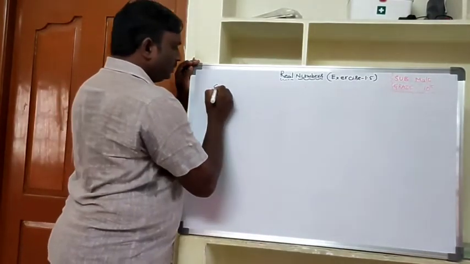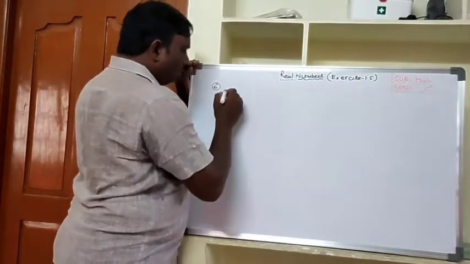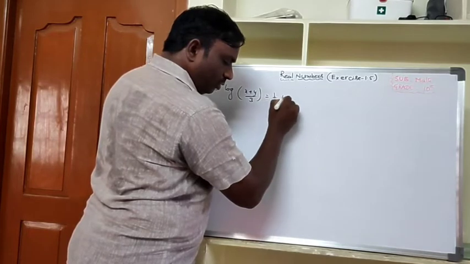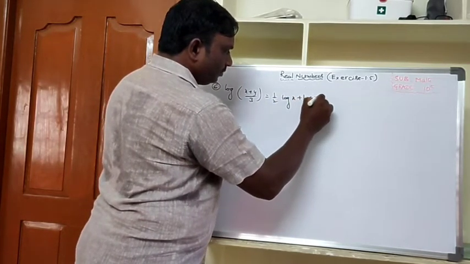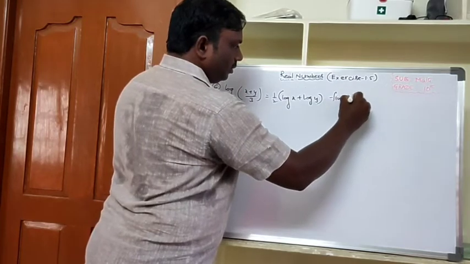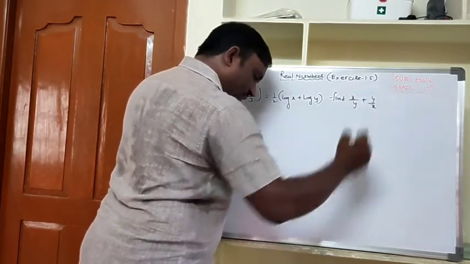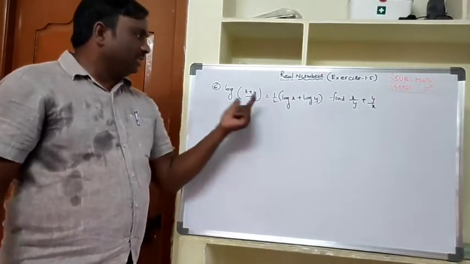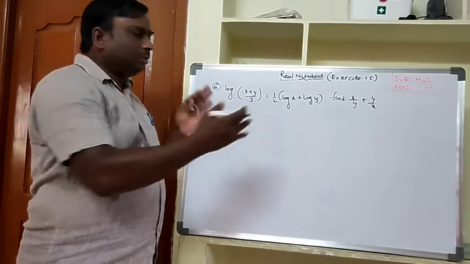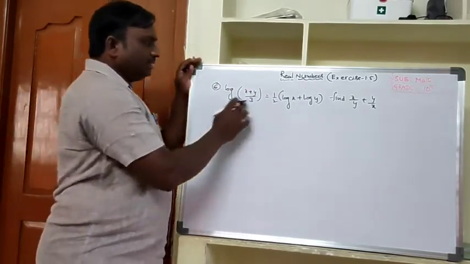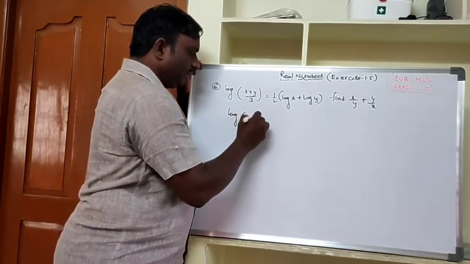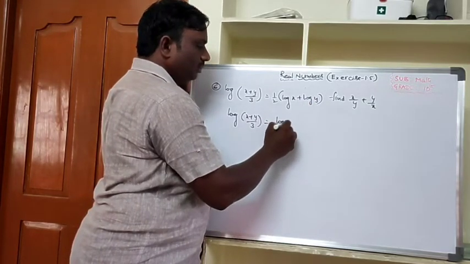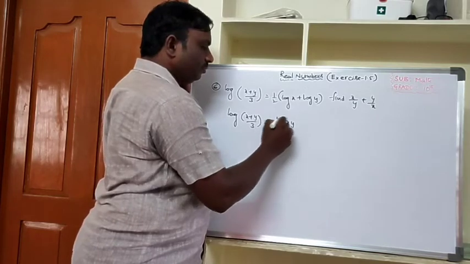Okay, sixth question. What is that sixth question? If log of (x plus y) by 3 equals 1 by 2 (log x plus log y), then find the value of x by y plus y by x. We have to remove the logarithms. To find x by y and y by x, we have to remove the logarithms. To remove the logarithms, both sides we have to make a single logarithm. Already this is a single logarithm, log (x plus y) by 3. But the other side is not a single logarithm. Then you can take log x plus log y as log xy.